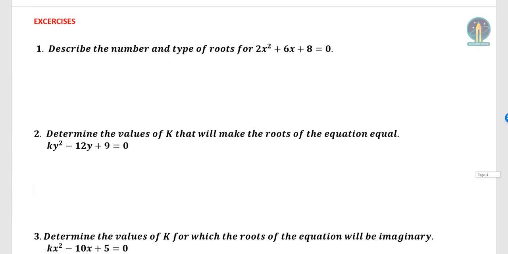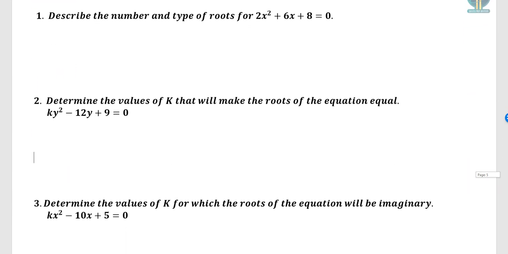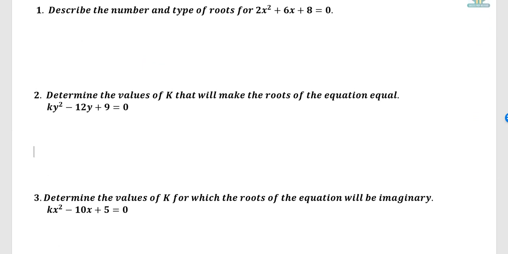Okay, here we have some exercises to practice this. Please pause the video, work on these, and come back for the solutions.